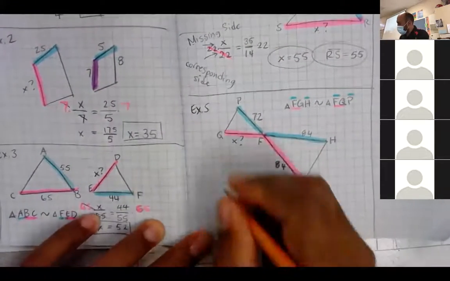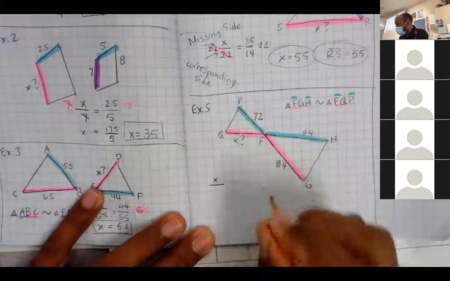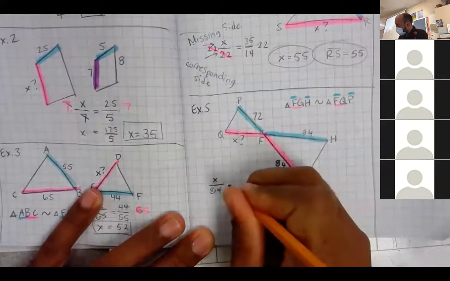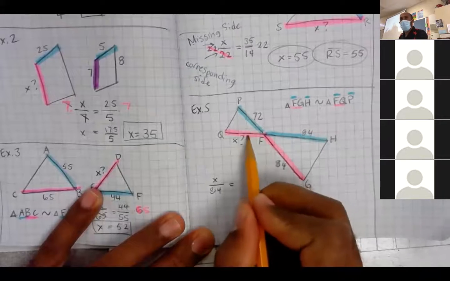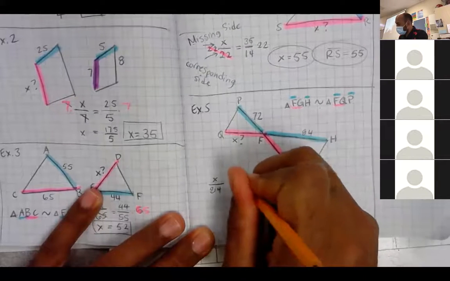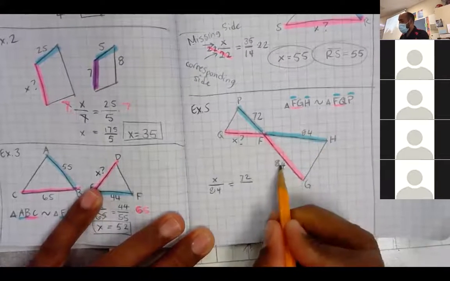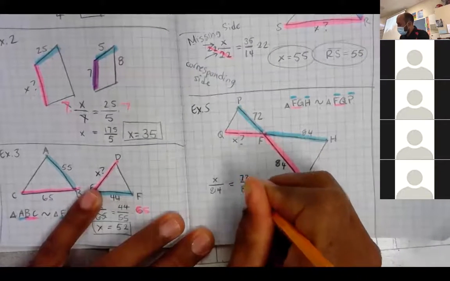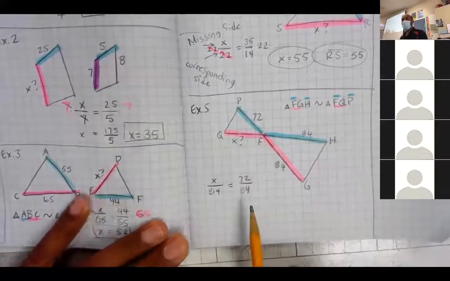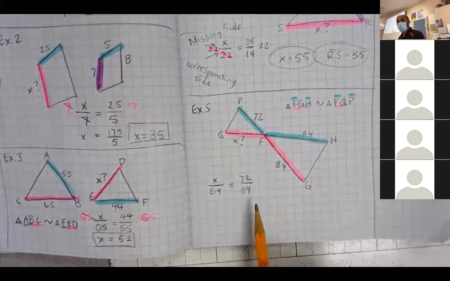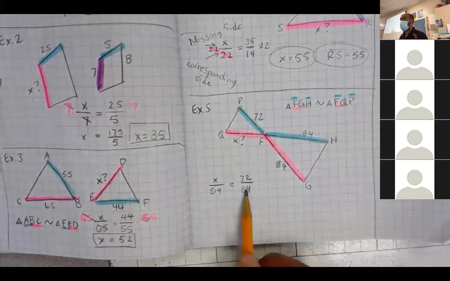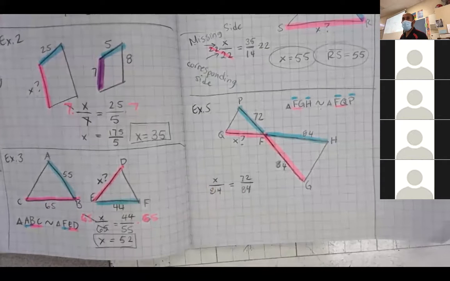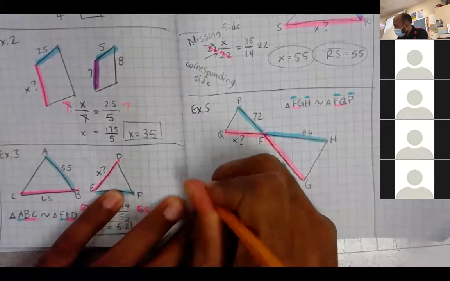Okay, so now again, always start with X. Put it over your corresponding side. Okay, then I go to the other part of that first triangle, put that on top as well. And then I use the corresponding side to the 72, which is also 84. And you guys could probably take a guess, by the way. If these are both 84 on the bottom and that's 72, you could probably take a guess as to what X equals right now.